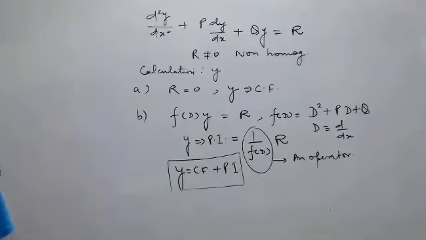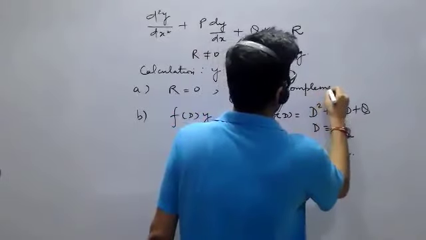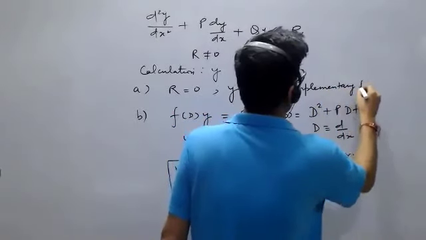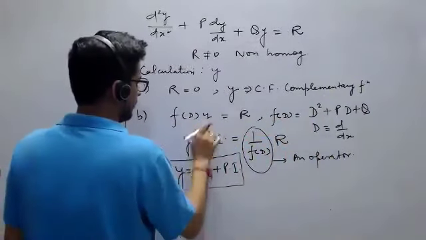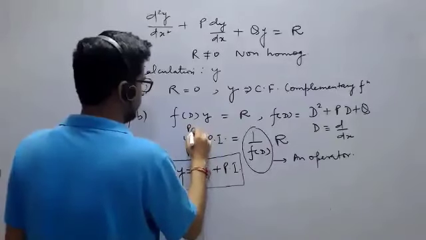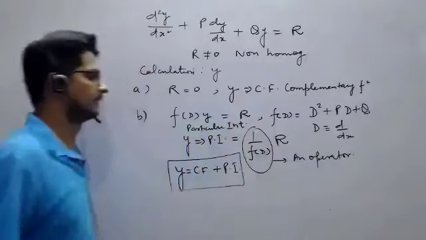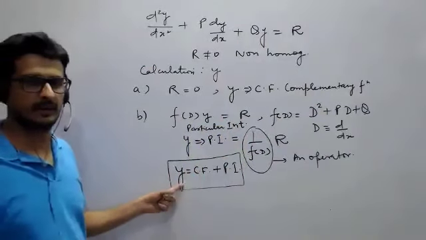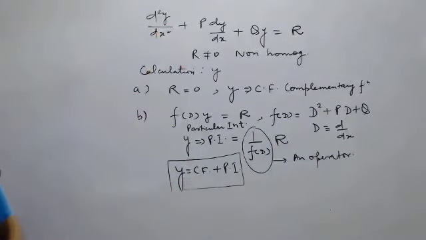Excuse me, sir. What is CF and PI? CF is complementary function, and PI is particular integral. Okay, sir. Thank you. Particular integral. And this is the complete solution. So the solution of y of this equation will be CF plus PI. Is that okay?